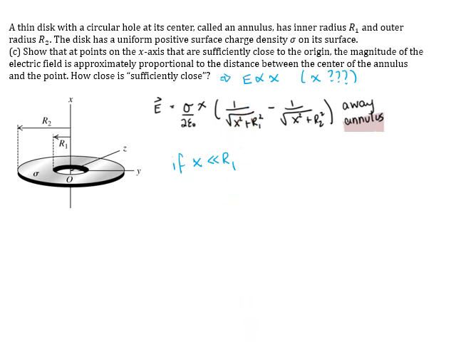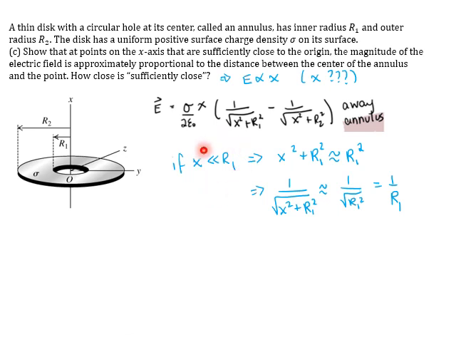If x is a lot smaller than r1, then what that means is that x squared plus r1 squared is about equal to r1 squared because my x is a lot smaller than my r1. Okay, so x is so tiny compared to r1 that when we add it on, it doesn't really do anything. The implication of that is that 1 over the square root of x squared plus r1 squared is about equal to 1 over the square root of r1 squared, which is equal to 1 over r1.